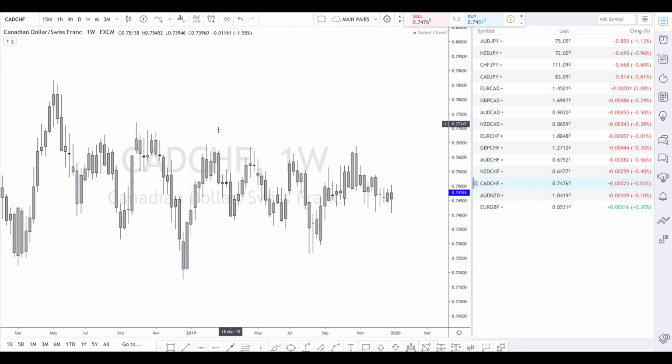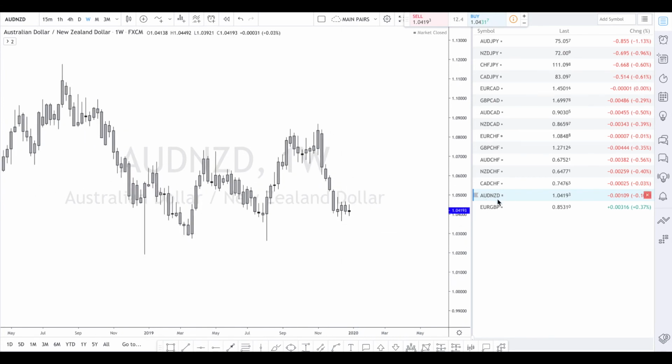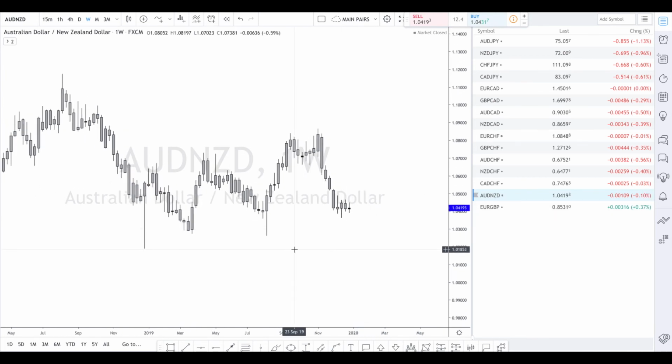CAD Swiss, you can see CAD very strong. So this is showing you again CAD versus Swiss franc, no real movement. Aussie New Zealand, which is obviously Aussie versus New Zealand, which are practically the same currency. But you can see now Aussie has been stronger, but we're having a pause right now. And where we're starting to have a pause is around obviously this key area of support. So we can look at it like that. That's a key area of support where we're starting to see this pause in the market.